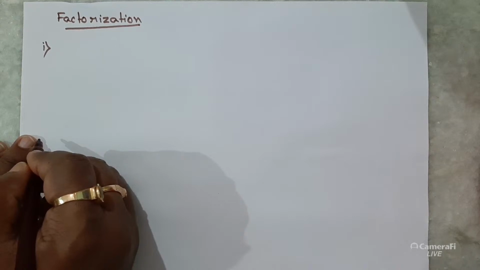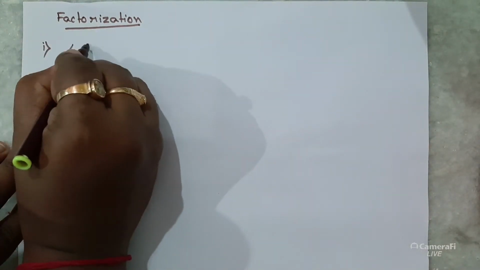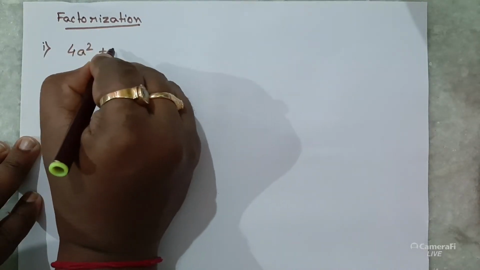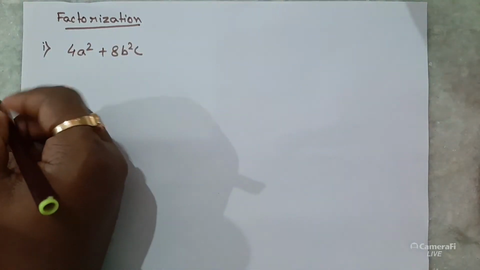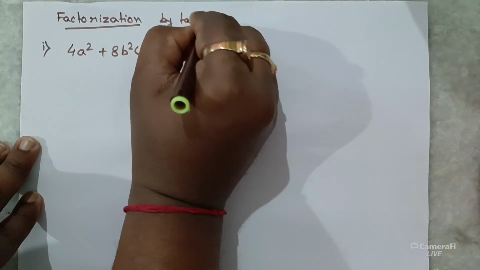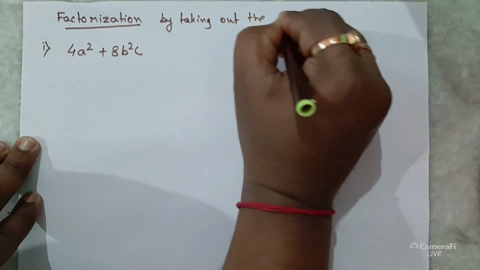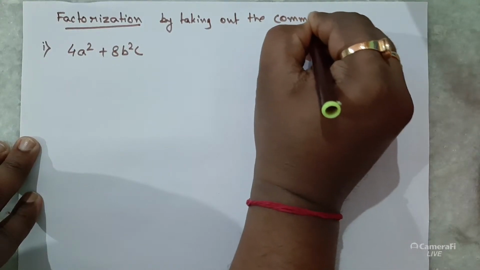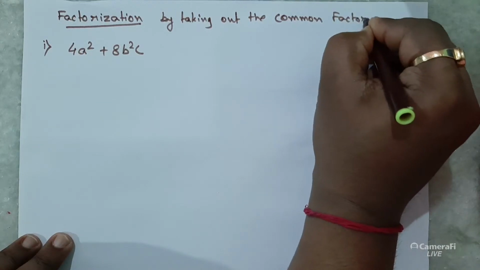First, let's start with the easiest one. Okay, first one is 4a square plus 8b square c. These are the factorization by taking out the common factors.